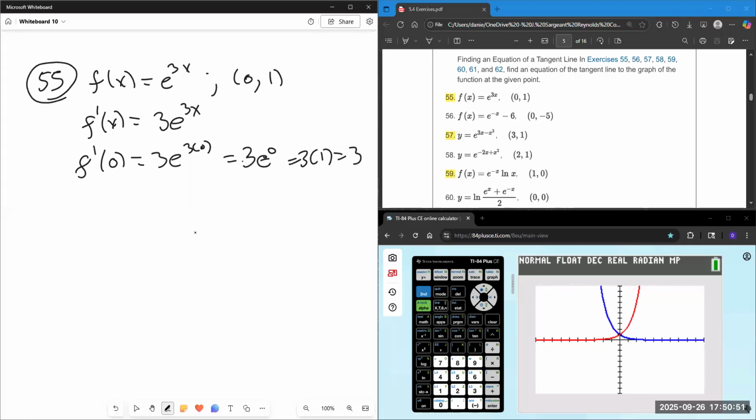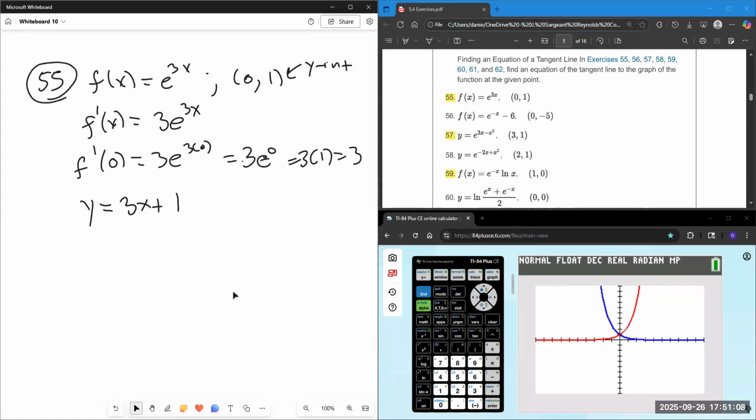So I have a point, and this is specifically a y-intercept. So I don't need to use point-slope form. I can just use slope-intercept form here. y is equal to mx plus b.